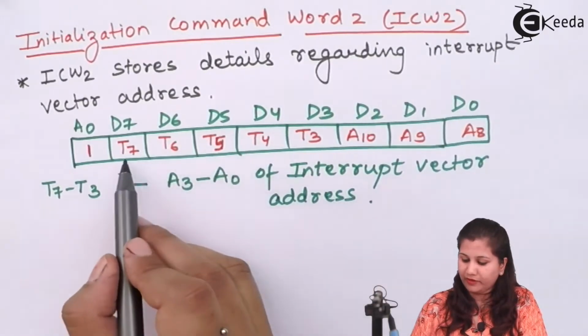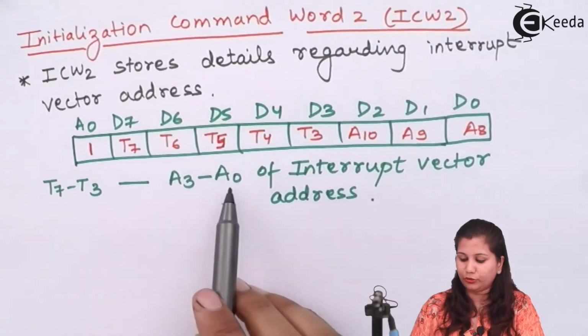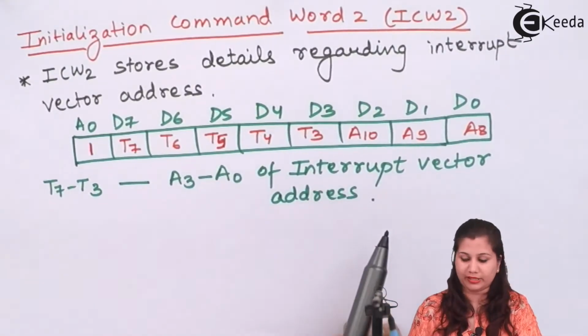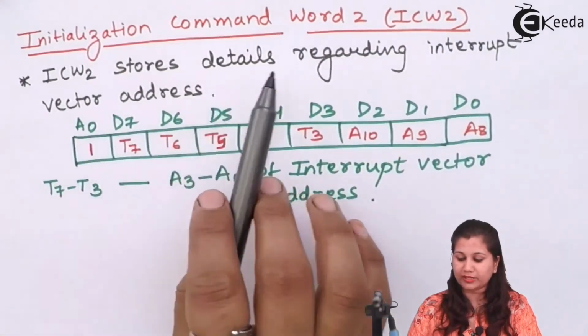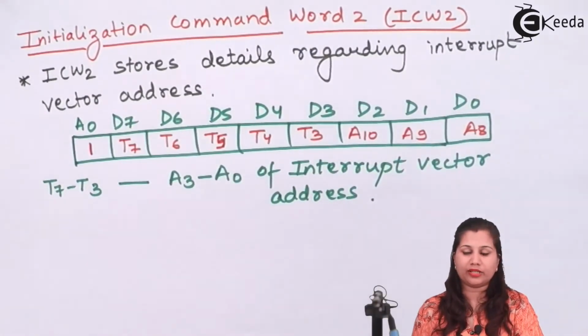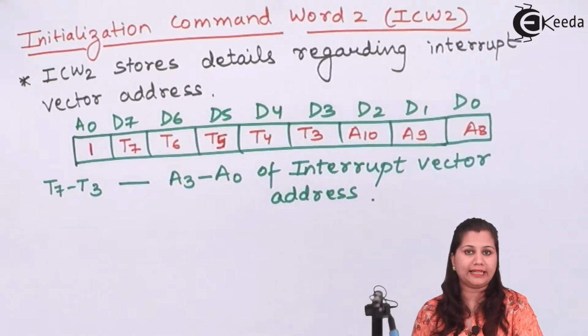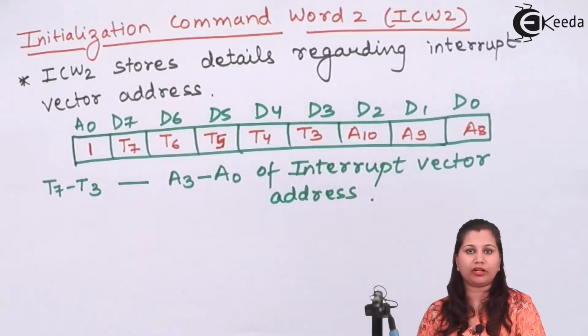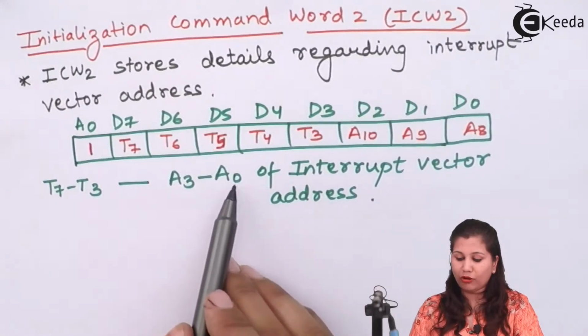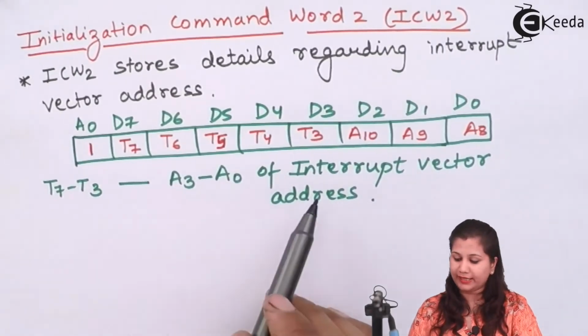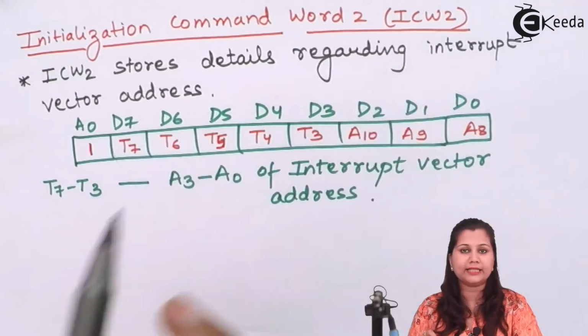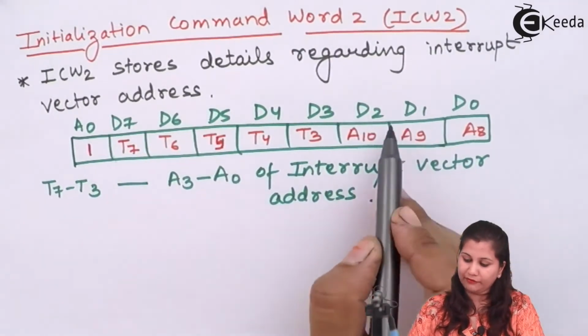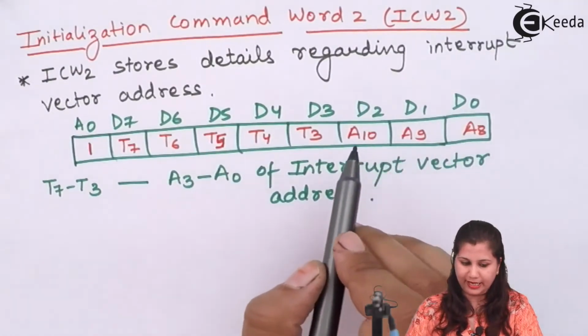Now this T7 to T3, these are the A3 to A0 bits of the interrupt vector address, as the second initialization command word provides the interrupt vector address. So we have seen that the interrupt vector address will be of 8-bit or of 16-bit. In the case of the 8080 and 8085 microprocessor, the interrupt vector address will be of 16-bit or 8-bit. So the A0 to A3 bits of that address are the T7 to T3 bits of the ICW2. Then we have D2, D1, D0, they are A8, A9 and A10 bits.